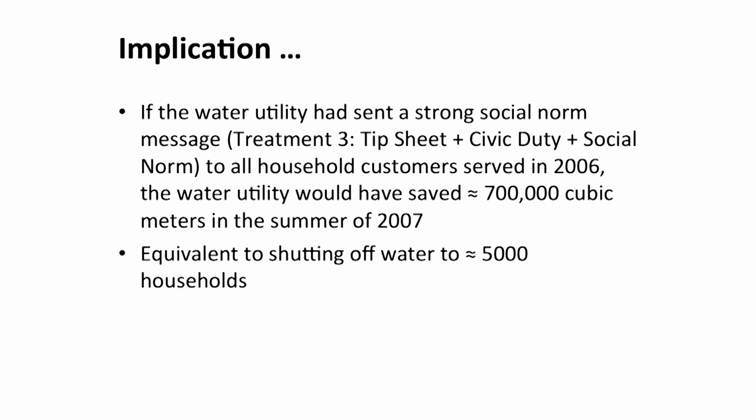Are these big effects or small effects? I think you have to judge this relative to the cost of the intervention, which is actually quite low. If the water utility had sent a strong social norm message, that is treatment 3, tip sheet plus civic duty plus social norm, to all household customers served in 2006, the water utility would have saved around 700,000 cubic meters of water in the summer of 2007, which was during a drought.